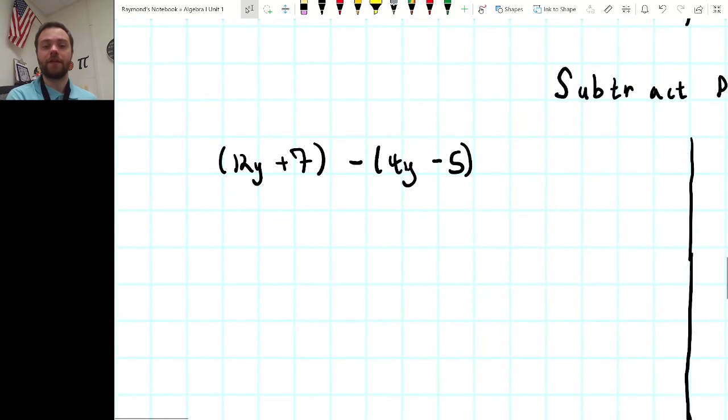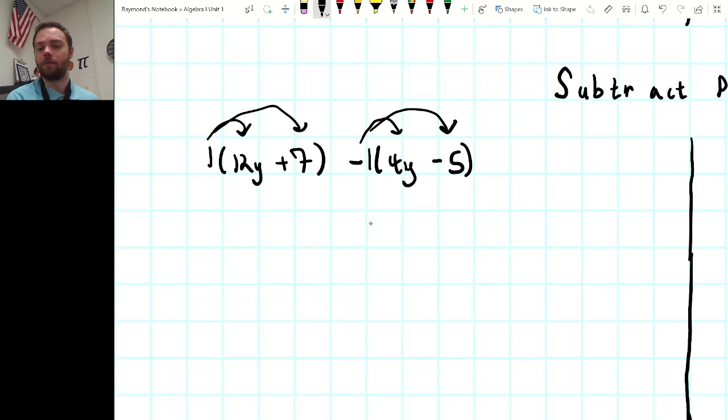Down here, it's very important to distribute, because I've got a 1 here, so I'm going to distribute the 1. And in front of this parentheses, I've got a -1. And this is why I'm asking you to distribute, just to make sure. That -1 is going to have to distribute. Otherwise, the problem will be wrong. If you forget to distribute this -1, it can mess the entire problem up. So I've got -1 times 4, so I've got -4y. -1 times -5 is +5.